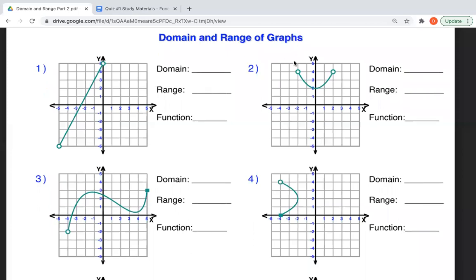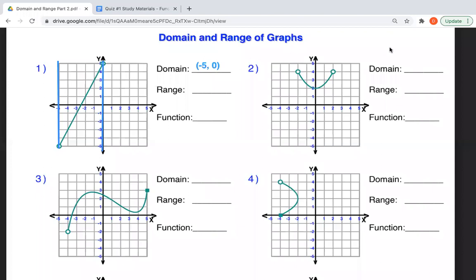So starting with graph number 1, for our domain, we want to build those walls on the left side and the right side of our graph. So my entire graph exists between those two walls. The left wall is at -5, because it passes through the -5. Because the right wall is on the y-axis, that's going to be 0. Both walls went right through an open circle. So my domain is (-5, 0).